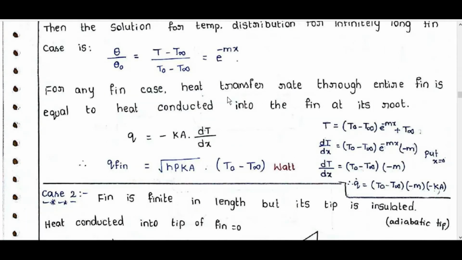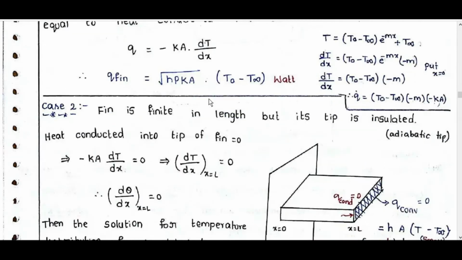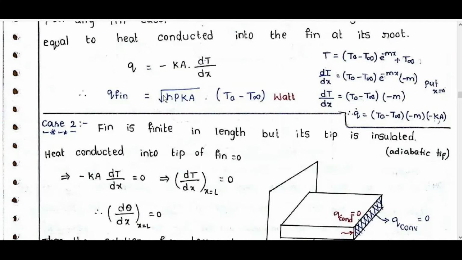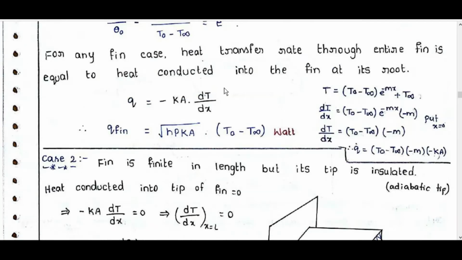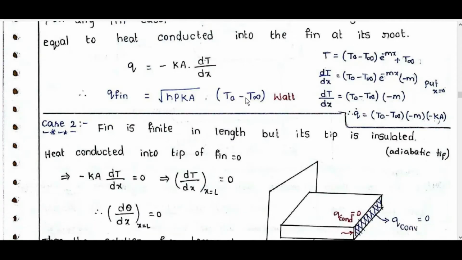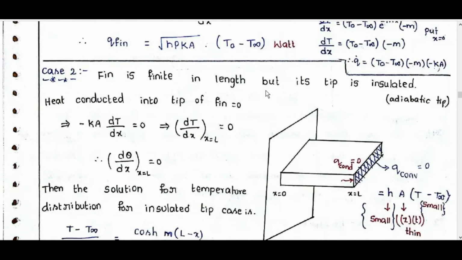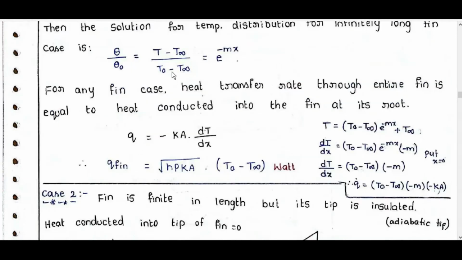For any fin case, the heat transfer rate through the entire fin is equal to the heat conducted into the fin at its root. Q is equal to minus kA dT by dx. Q fin is equal to root of hPkA into (T naught minus T infinity) watt. T is equal to (T naught minus T infinity) e power minus mx plus T infinity. From this we can get dT by dx. So finally Q fin is equal to root of hPkA into (T naught minus T infinity) watt. Next, the fin of finite length.